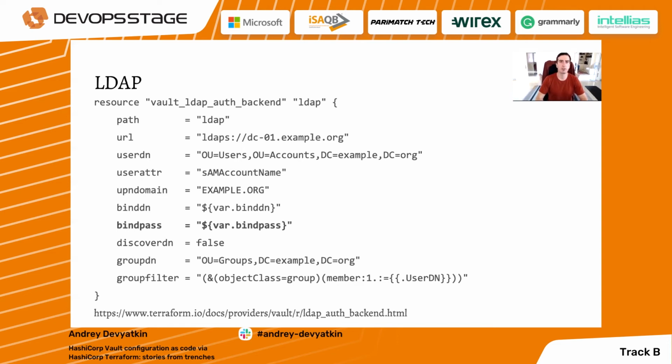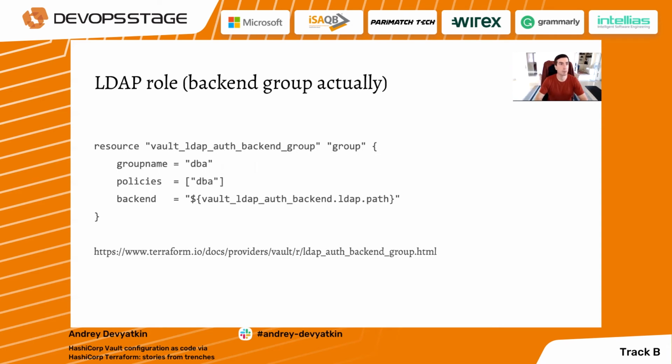And if you ever configured LDAP for any type of application, this will be familiar for you. Important part here is pass your bind password as a variable, so you don't save it in your version control. Or look it up from Vault or some other place. Then you have LDAP role, which is actually called backend group resource, and you see everyone who comes in and is member of the DBA LDAP group will get DBA policy attached to their token.